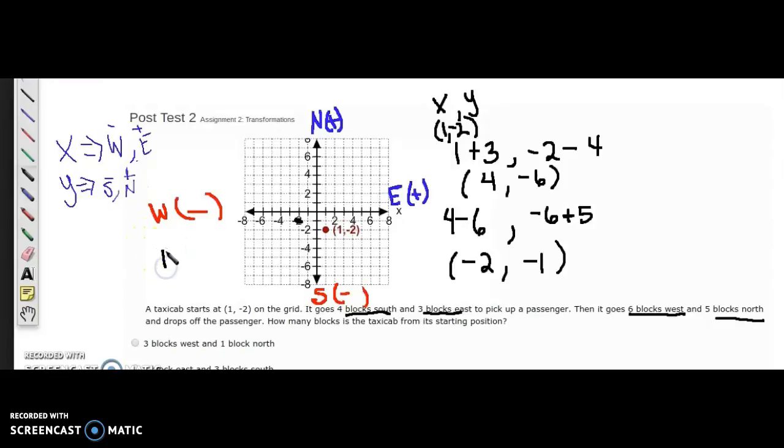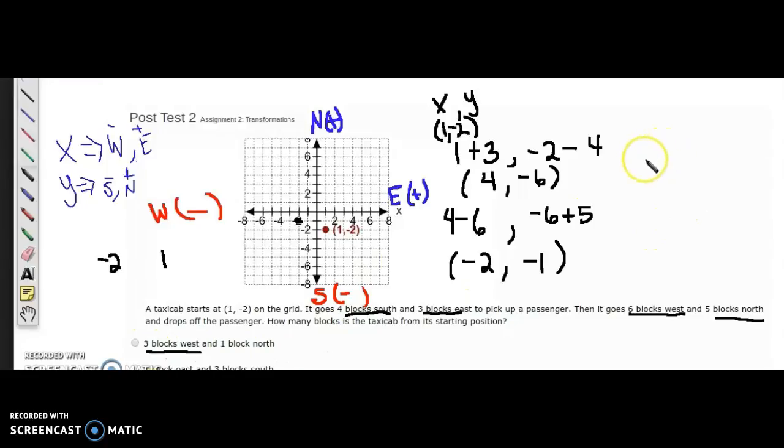So if you think about it this way, if I start at 1 and I end up at -2, we have to think, what did I have to add to the 1 to get to -2? Well, that's 0, 1, 2, 3. So I'm actually adding a negative. From 1, I'm adding a -3. So I'm going 3 blocks. It's negative in the x, so that means west. So I went 3 blocks west.